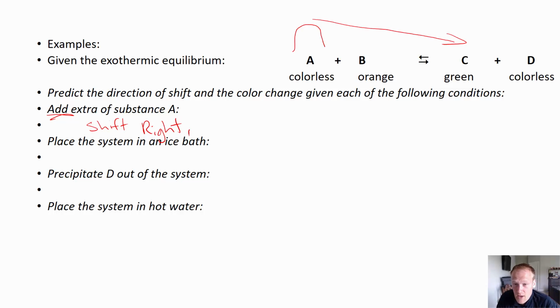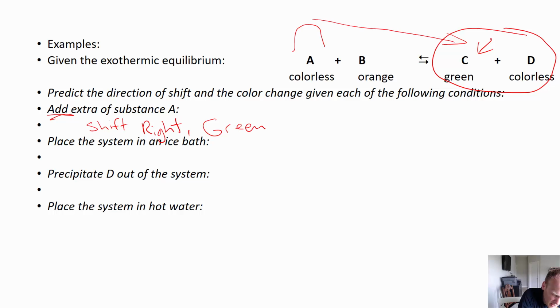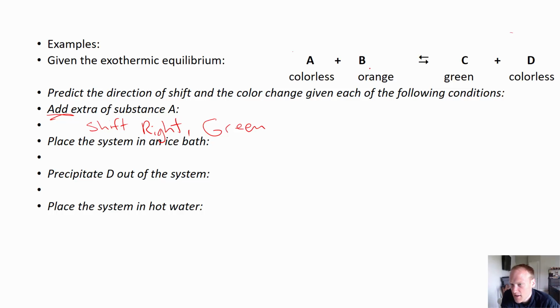And then it becomes, okay, what color are we going to see? Well, if it shifts here, that means we're making more of these. So what color are we going to see more of? Green. So it will become more green. They'll have less orange because some of that orange is going to get used up as it reacts with the extra colorless A.